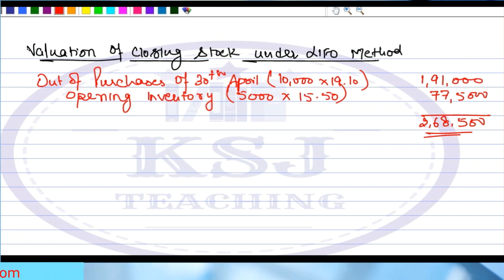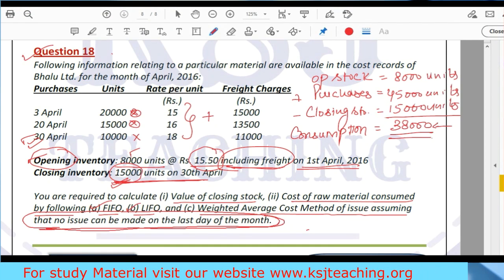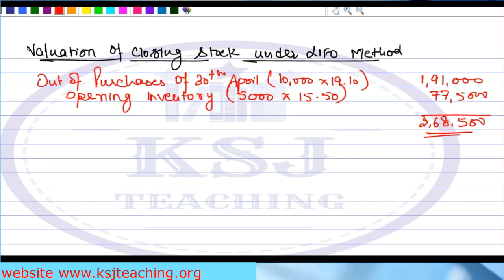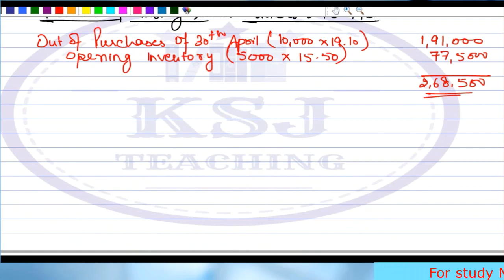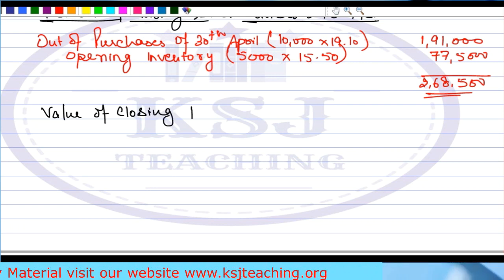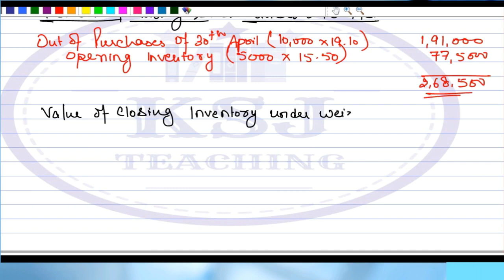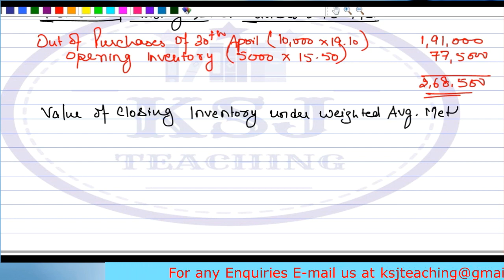Right? Okay, so we are done with the FIFO method, we are done with the LIFO method, and now we have to do the weighted average cost method. Now, the third one. Value of closing inventory under weighted average method.